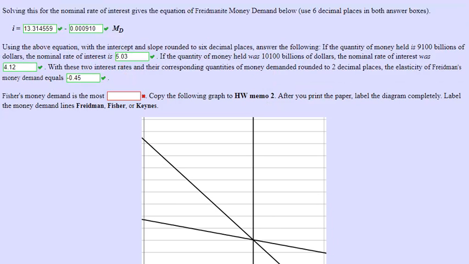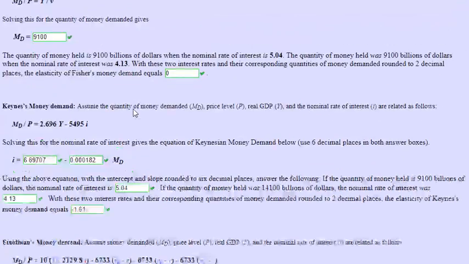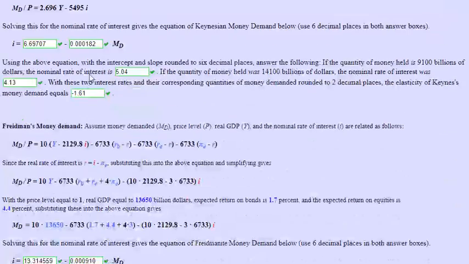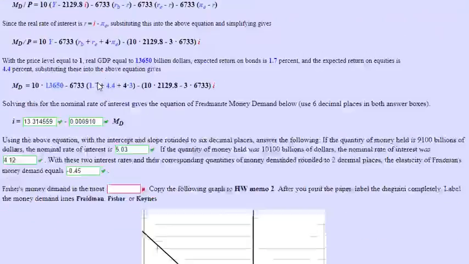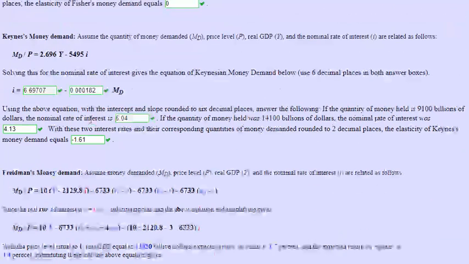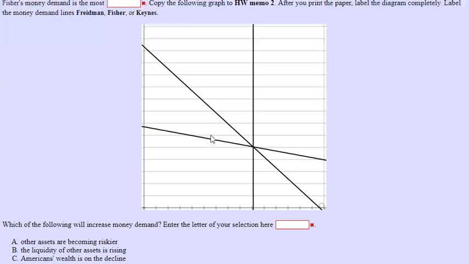Let me go ahead and erase. Here's a hint. Is this a function of interest rates? Money demand is always, the quantity of money is always 9,100. Is this slope smaller than this slope? 0.0009, 0.0001. That's the hint for which one of these is Keynes's money demand. Okay.